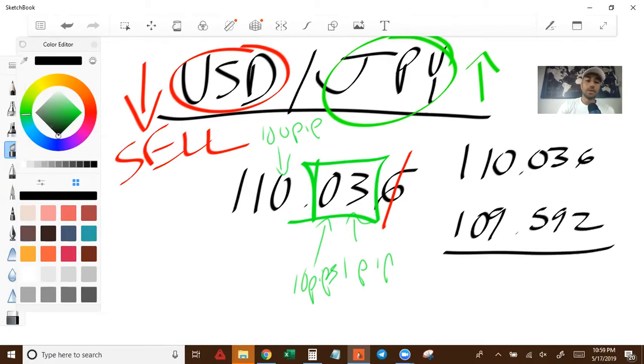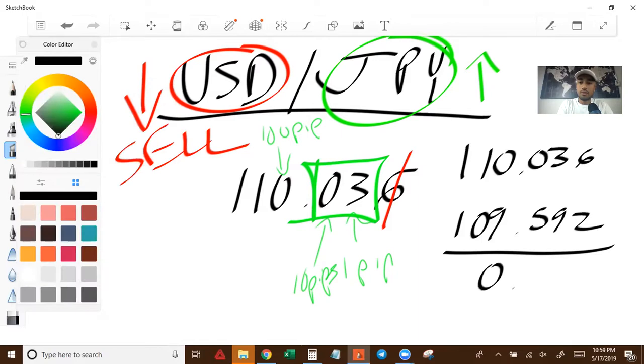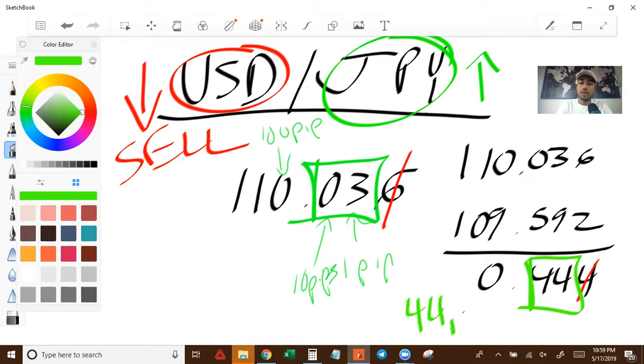All right. So again, same exact thing. Simple math. 110.036 minus 109.592. Very simple, right? So as you can see, 0.444. With that being the case, we're not going to worry about the last number. Boom. And we have these two numbers right here. So that is a difference of 44 pips. Extremely simple. Okay. So that is that. That's talking about pips. That's talking about buying and selling.